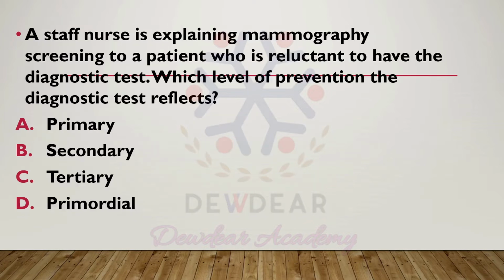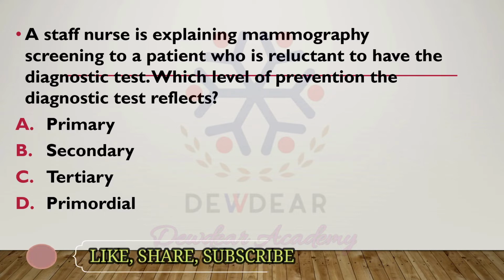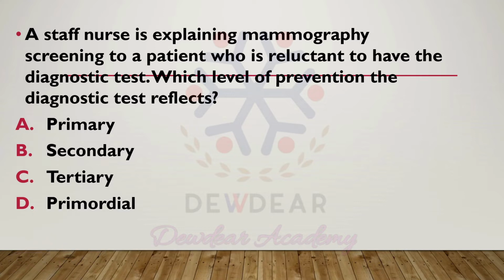Then the next question. A staff nurse is explaining mammography screening to a patient who is reluctant to have the diagnostic test. Which level of prevention does the diagnostic test reflect? Options are primary, secondary, tertiary, primordial. So the level of prevention, the correct answer is option B. Option B is the correct answer, that is secondary.